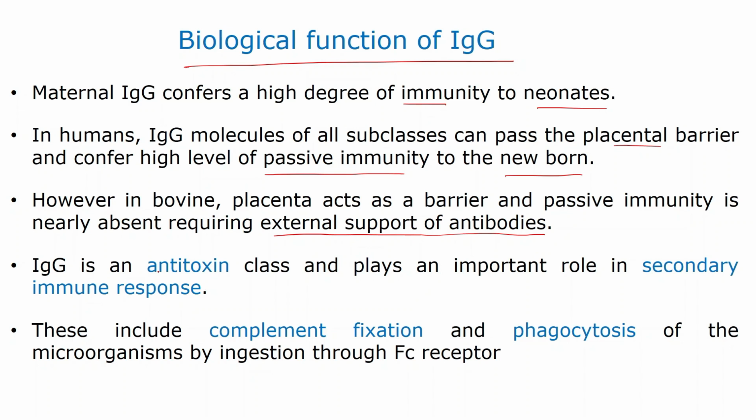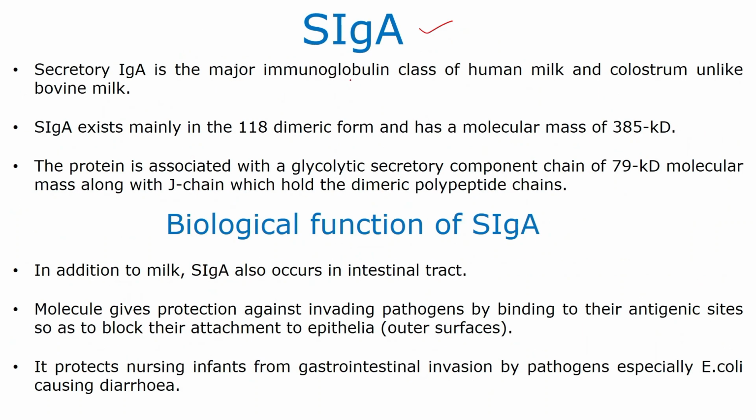So the biological function of IgG is to provide passive immunity to the calf, and it also gives the secondary immune response, which is complement fixation and phagocytosis, and it is also an antitoxin class. Now coming to secretory immunoglobulin, that is, secretory IgA is a major immunoglobulin class of human milk. I told you that in human milk it is in higher concentration, whereas in bovine milk it is IgG1 which is in the higher concentration.